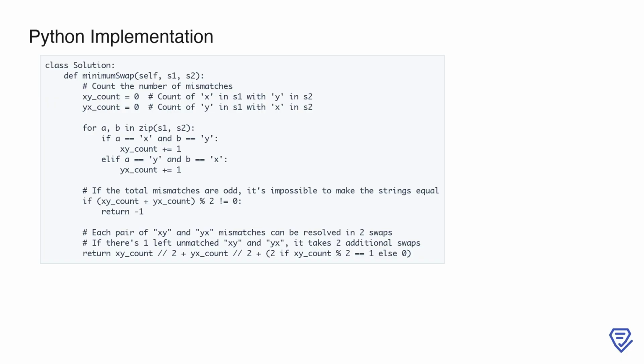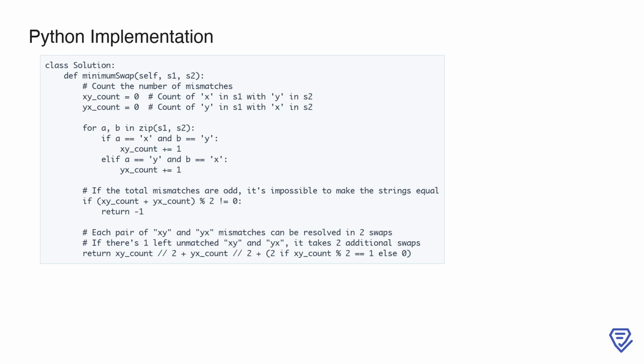3. Resolve mismatches. To resolve mismatches, each pair of XY and YX mismatches can be fixed in one swap. Thus, XY_count //2 and YX_count //2 swaps are used to address as many mismatches as possible in pairs. If there is one unmatched XY and one unmatched YX, i.e., XY_count %2 = 1, it takes exactly two additional swaps to fix them. 4. Return result. The total number of swaps is the sum of the above components.